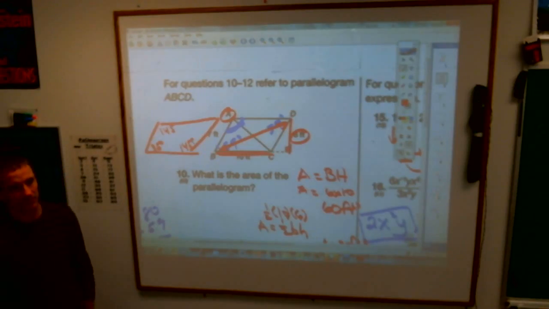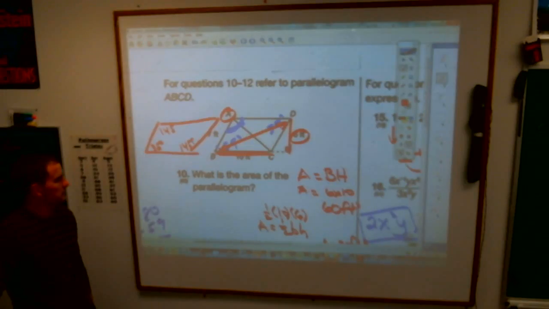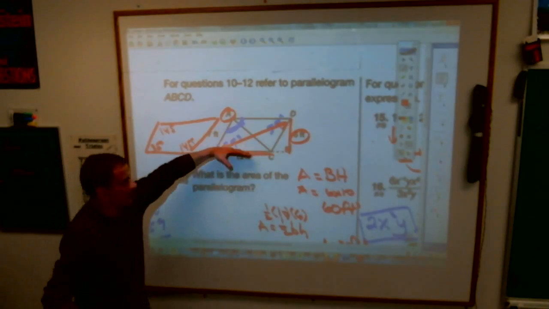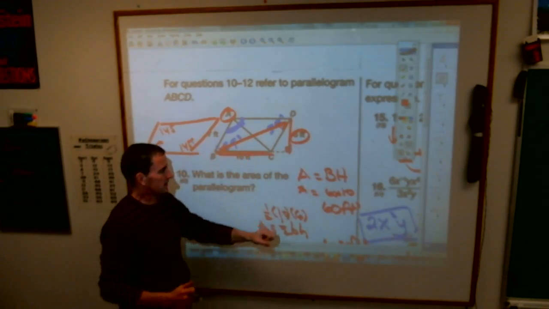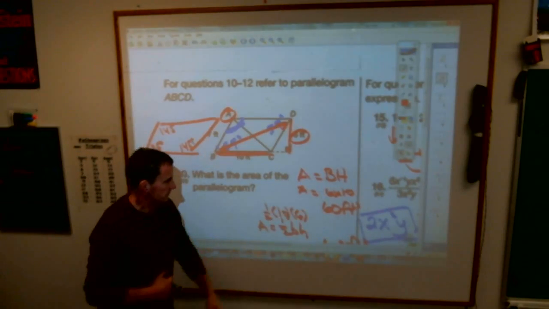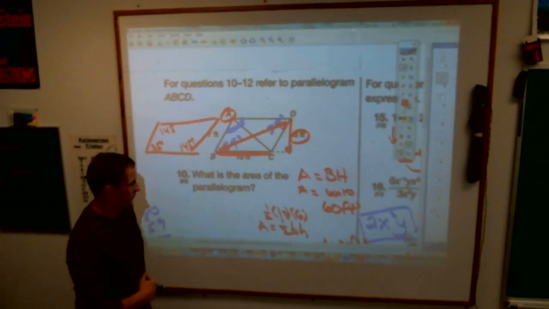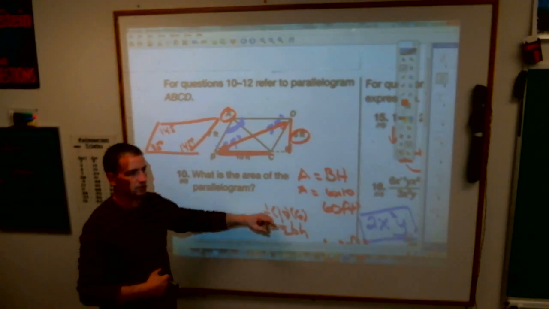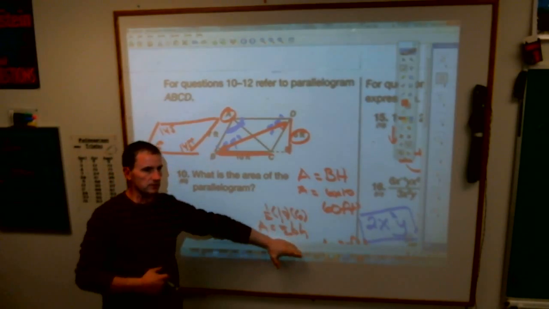Cam! So number 10, the answer was 60. The area of the parallelogram is base times height. 6 times 10 is 60. Right here, 6. One half, where? This was because I did the one underneath, which was the area of the triangle. This one's the other triangle.